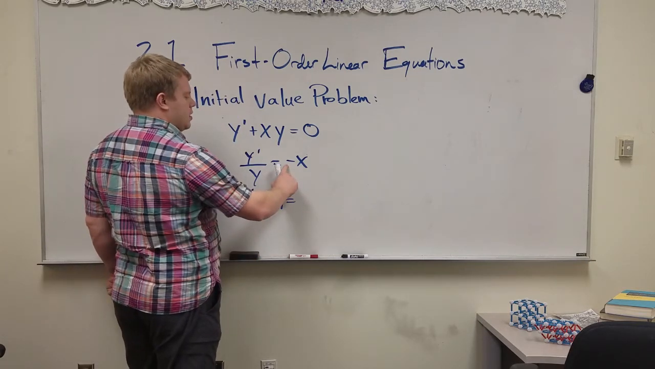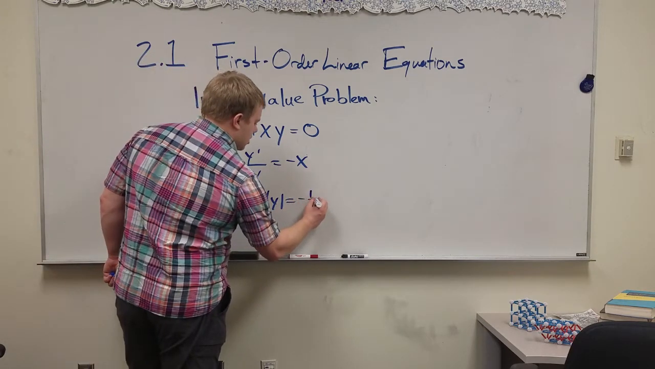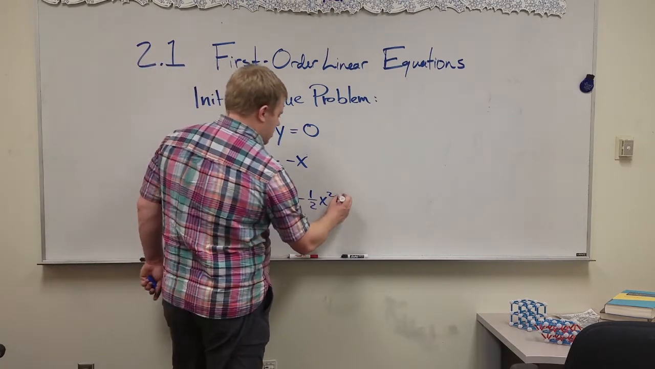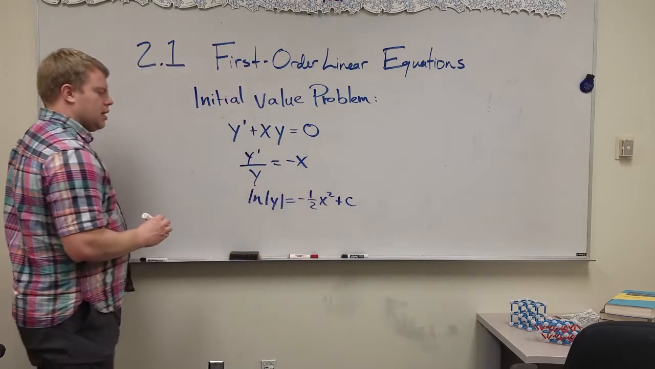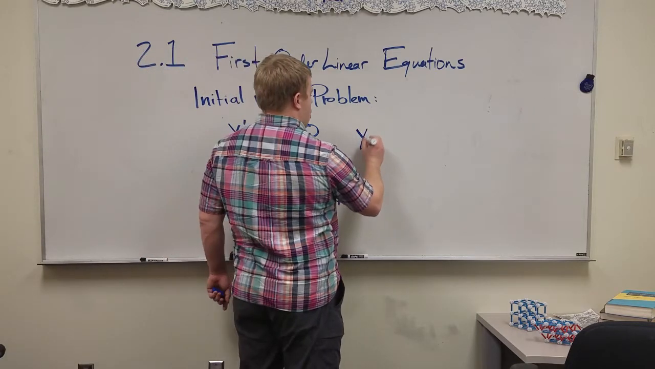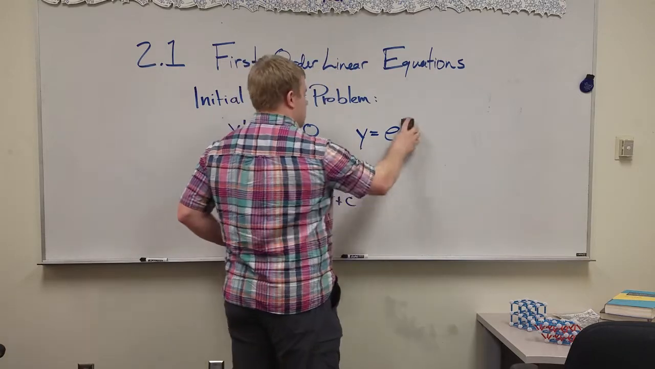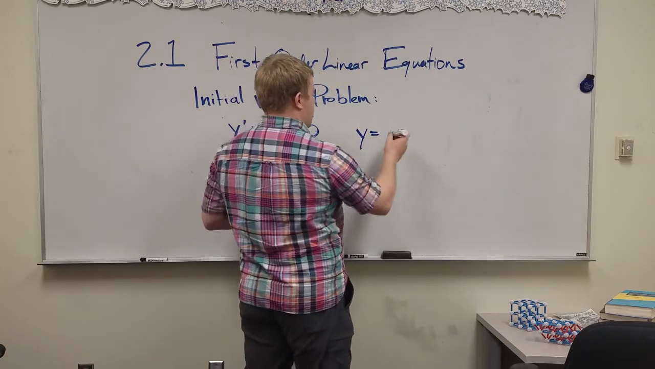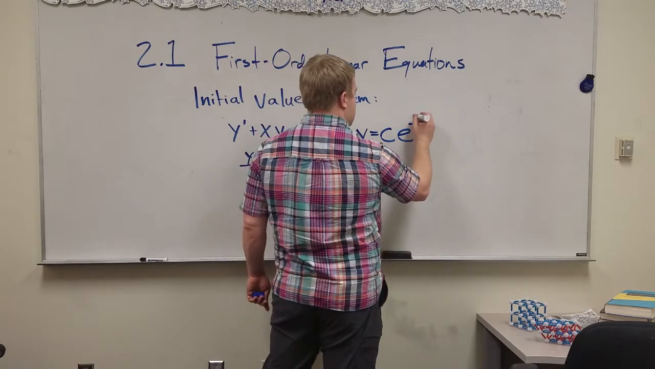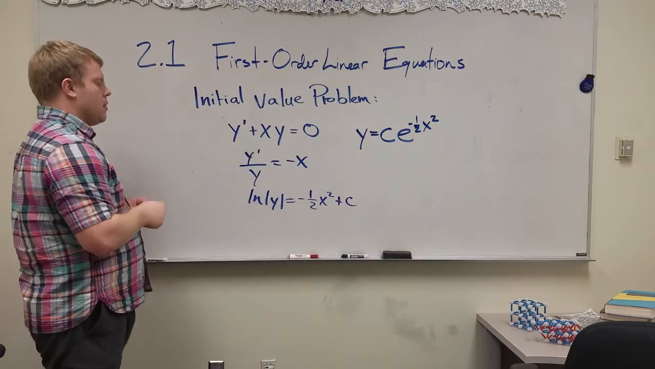And what is the antiderivative of the right-hand side? Well, it's easy enough, just doing some reverse power rule. And we get plus c. Now, when I solve for y here, again with my arbitrary constant trick, I'm going to end up with y equals c times e to the negative 1/2 x squared.